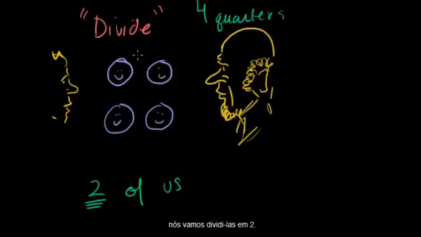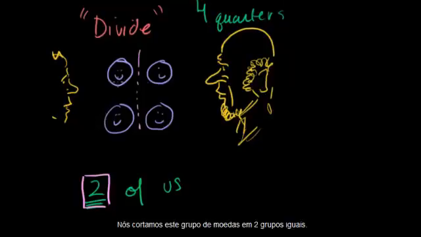So let me divide it. We're going to divide it into 2. Essentially, what I do is I take the 4 quarters and I divide it into 2 equal groups. 2 equal groups. And that's what division is. We cut up this group of quarters into 2 equal groups.